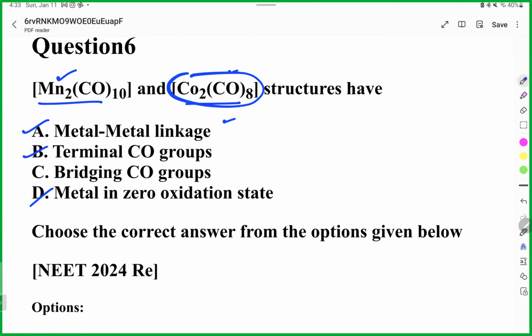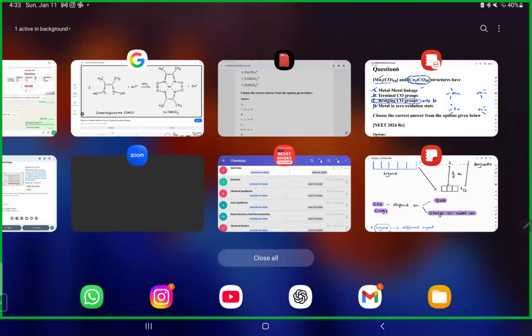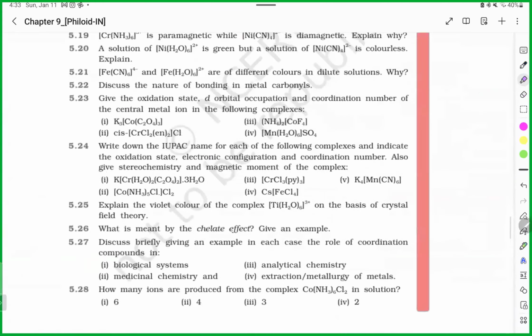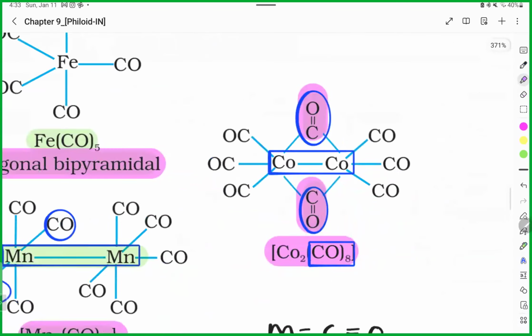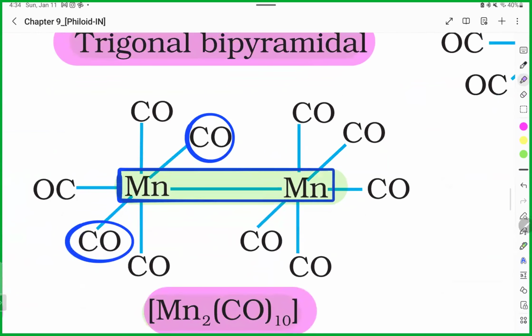Correct. Terminal CO means like this. Manganese here, manganese here. Here CO like this. Same in cobalt. Both will have terminal CO. Correct. But this is wrong. Why? It is present only in cobalt. Look at this. Only in cobalt. We saw this diagram. In cobalt, you have bridge carbonyl, but in manganese, you don't have bridge, only direct terminal. All are terminal. Any doubt, guys?